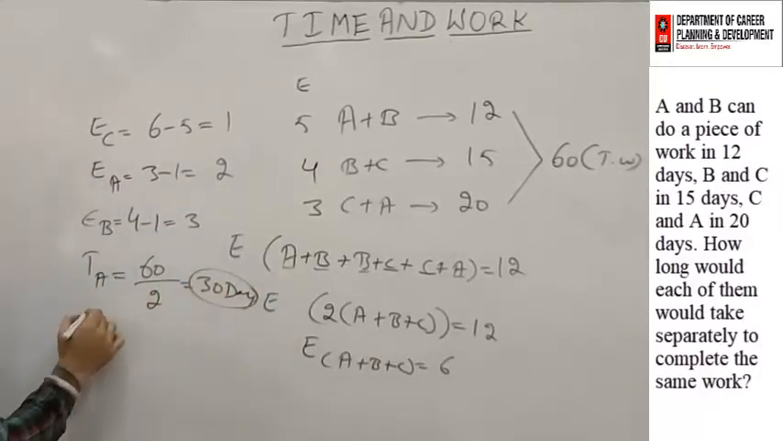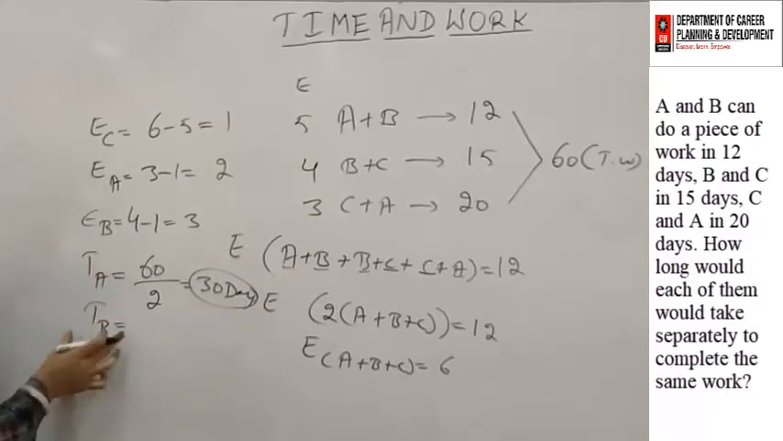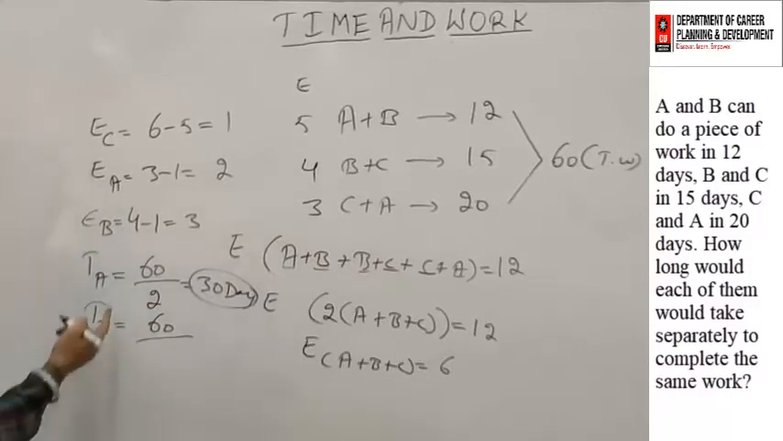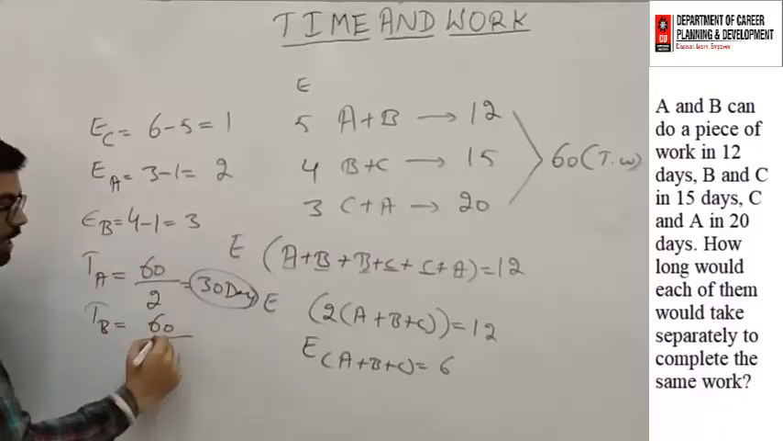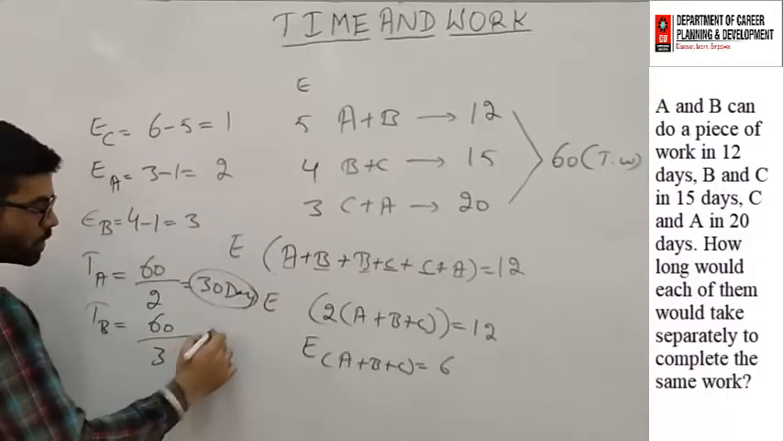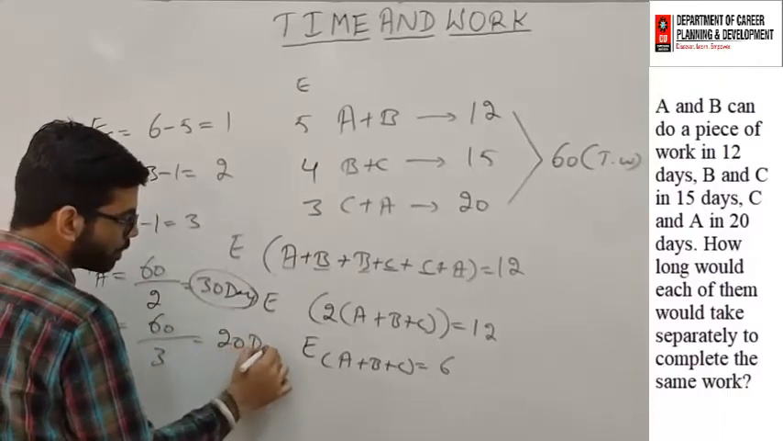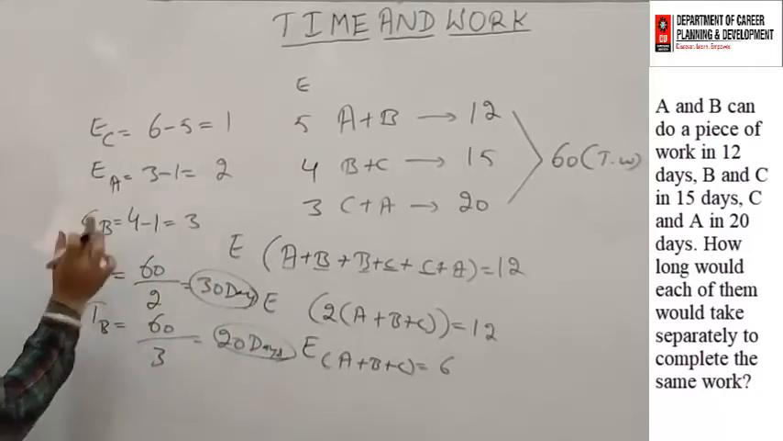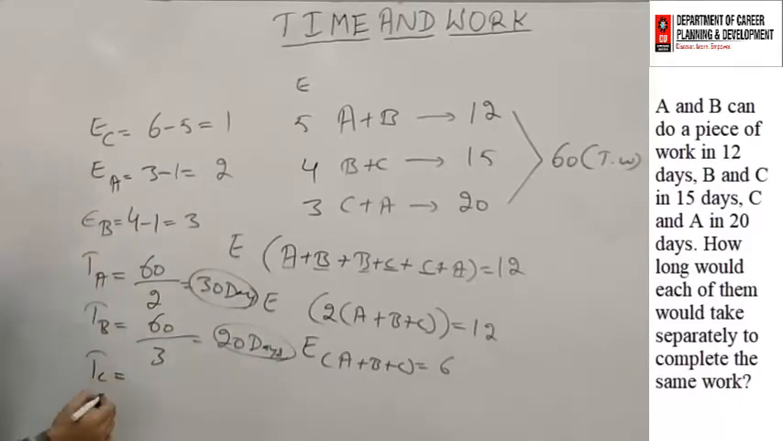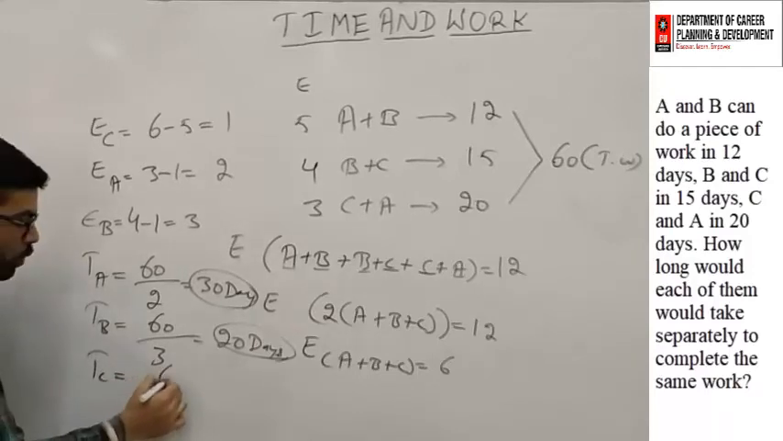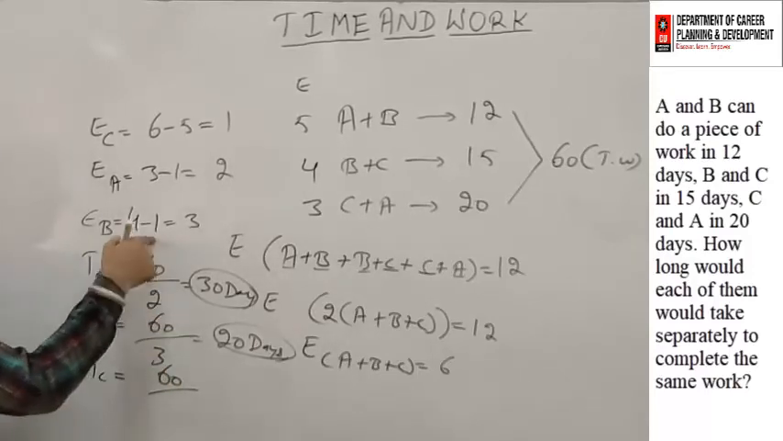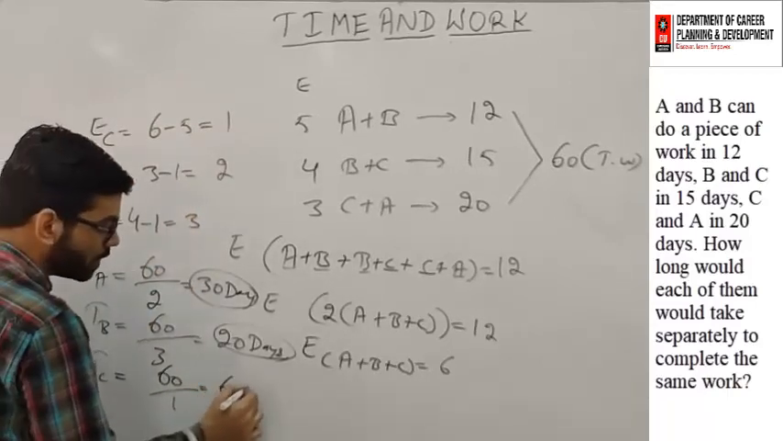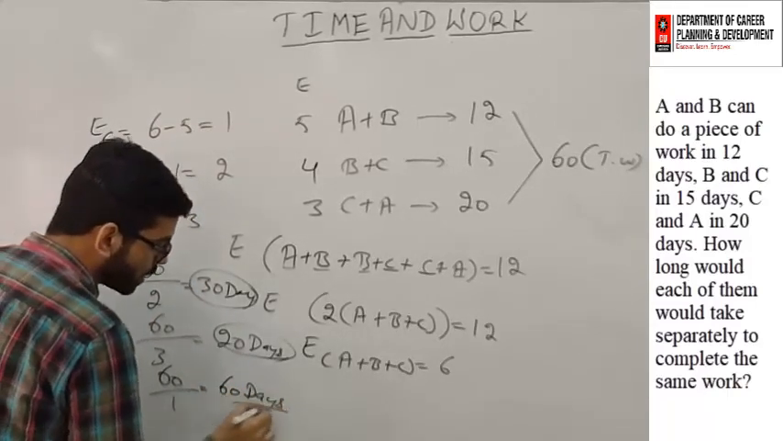Move to the next part. Time taken by B is equal to total work, which was 60 units, divided by the efficiency of B, which is 3. So the time taken by B comes out to be 20 days. Move to the last part, for C. Time taken by C is equal to total work, which is 60 units, divided by the efficiency of C, which is 1. So 60 by 1, which comes out to be 60 days.